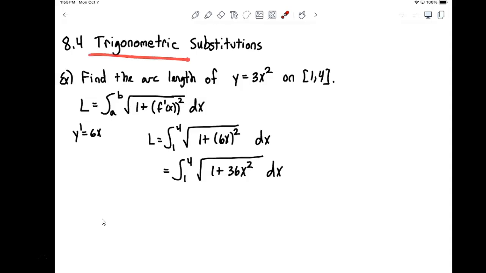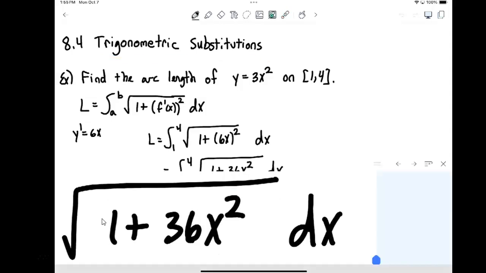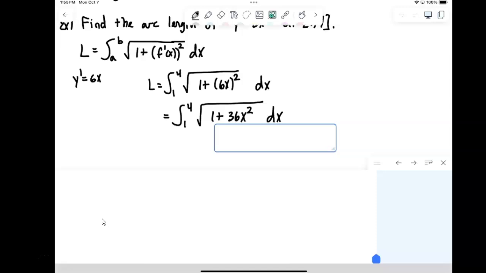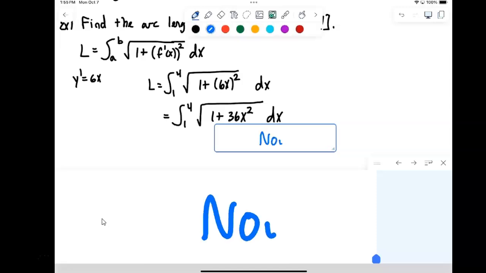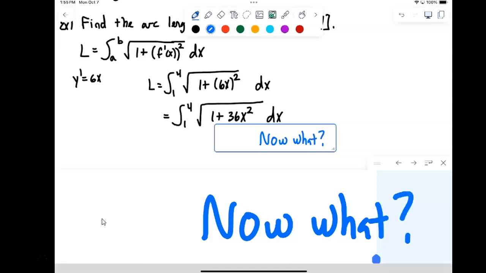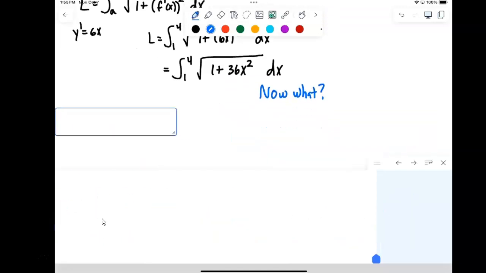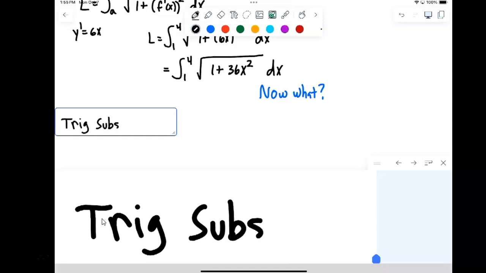And the key is actually going to be this idea here. It's going to let us deal with a lot of things that involve 1 plus something squared, or 1 minus something squared, or the other way, something squared minus something else. And so we're going to learn how to do that. The key is going to be trig substitutions. So we come here and simply ask the question, now what? And the solution is to use trigonometric substitutions, or simply trig substitutions.